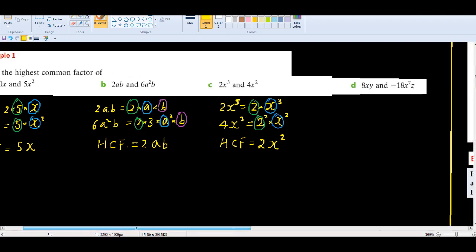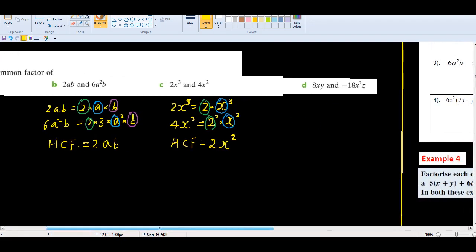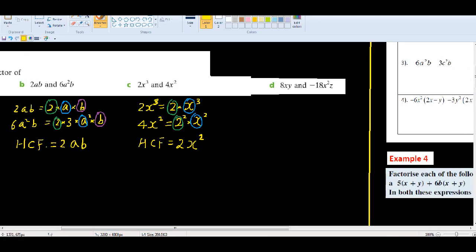Let's see the last one. The last one is axy and minus 18x squared z. I'm going to give you a bit of time. You could try to do the answer by yourself. Use a pen and a piece of paper. Try to do it. I'm going to give you some time.